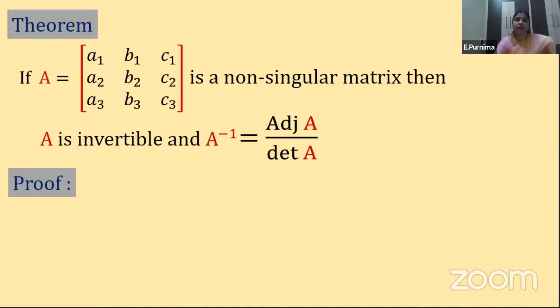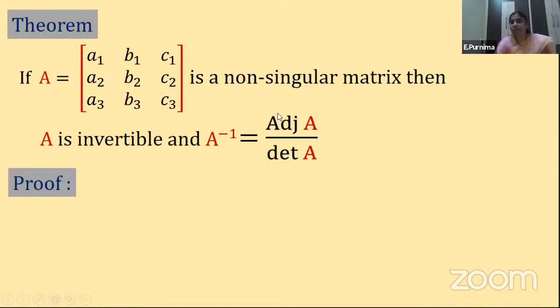Understood? If the determinant of A is 0, then we can simply write that the inverse does not exist. If the determinant of A is not equal to 0, that is, if it is a non-singular matrix, then only the inverse exists. And how will that inverse be? Adjoint A by determinant of A.